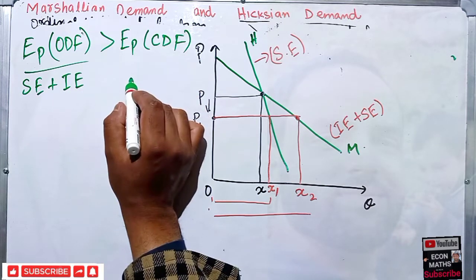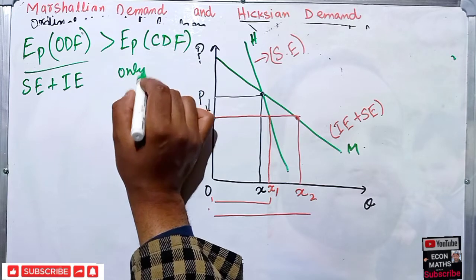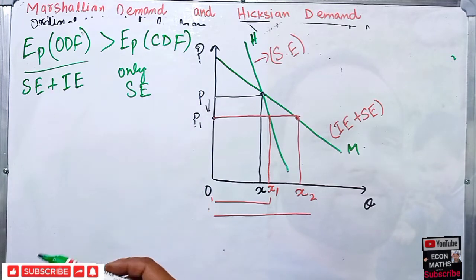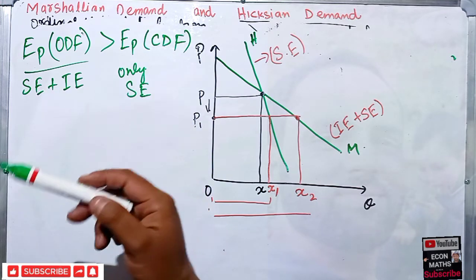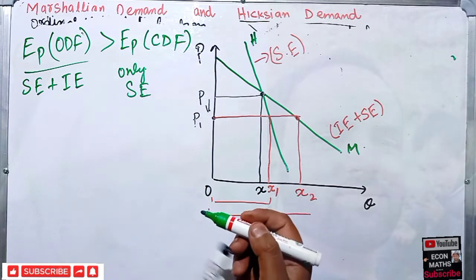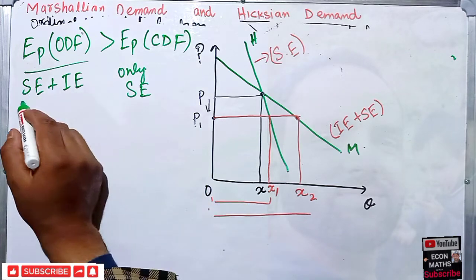But in the case of the compensated demand, only the substitution effect takes place. That is why this Marshallian demand curve is more price elastic than that of the compensated demand function. We can see here that two effects take place.